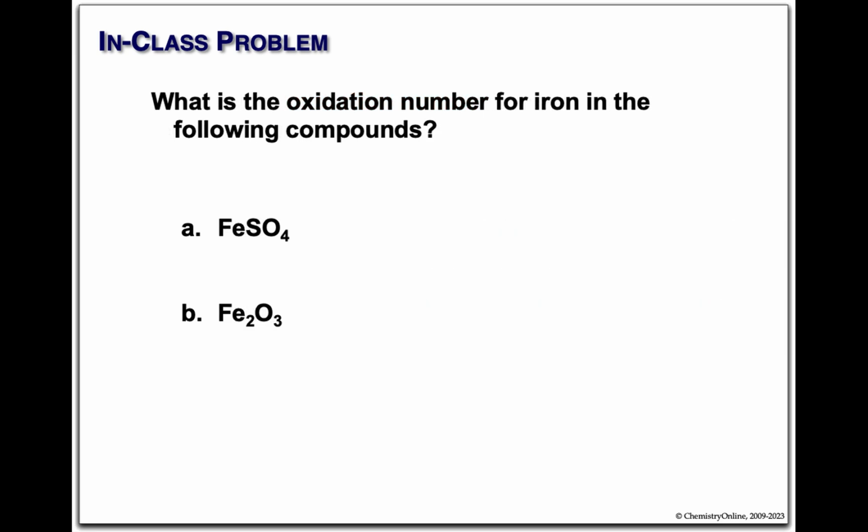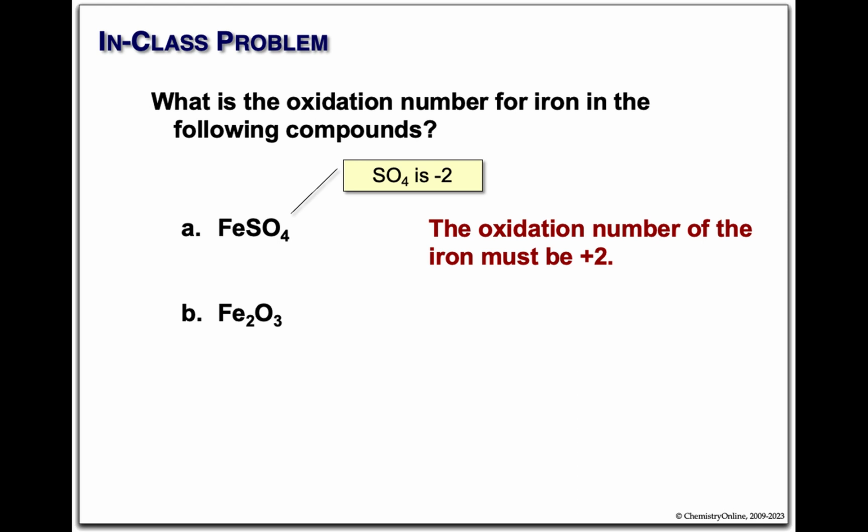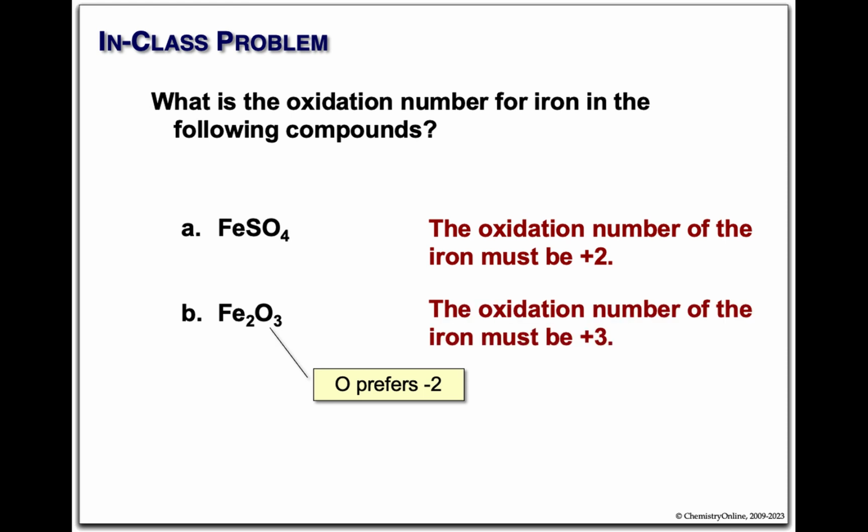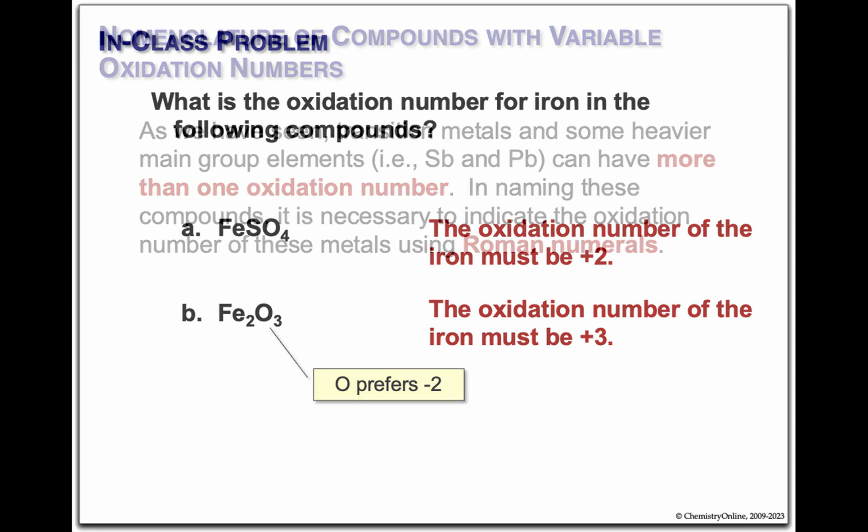Iron sulfate. Sulfate is a polyatomic, it's fixed at -2. That means the iron here must be +2. Oxygen is still going to be -2. We have 6 negatives. In order to make it neutral, we need 6 positives. That means each iron must be +3. A little bit of a bother, but not too much that you can't do.